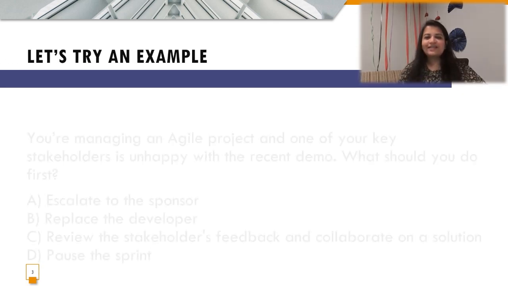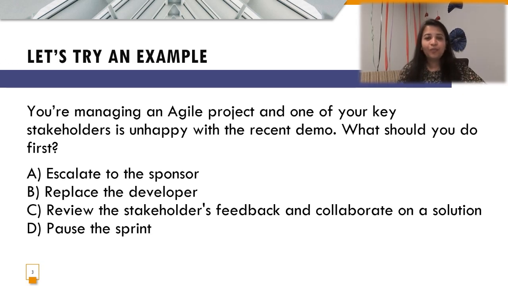So let's take an example over here to put our strategy into action and see how fast we can reach the right answer. So the question is, you are managing an agile project and one of your key stakeholders is unhappy with the recent demo. So what should you do as a part of the first action?